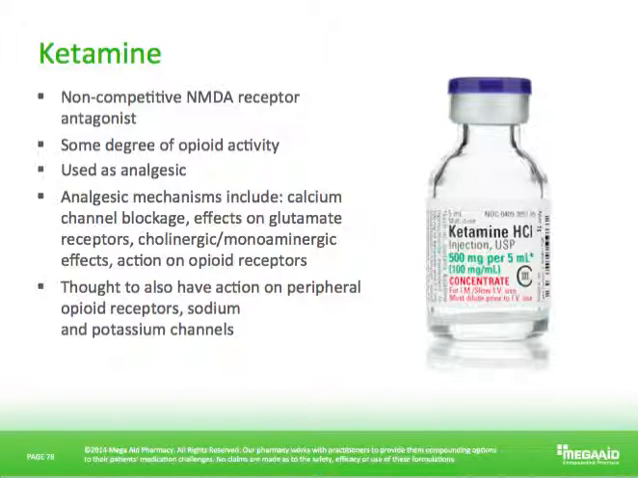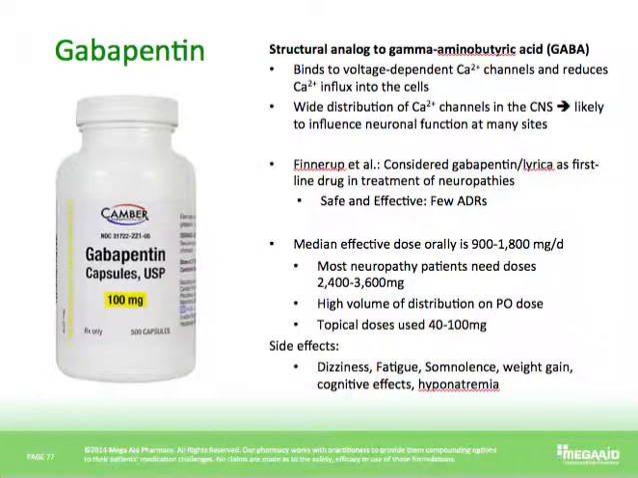So let's look at some of the drugs that are anticonvulsants that we commonly use. So gabapentin, and the brand name for gabapentin is Neurontin. Most physicians know gabapentin as Neurontin. So this one is a structural analog to gamma aminobutyric acid, GABA. And remember, we said earlier that GABA is a chief inhibitory neurotransmitter in our nervous system.